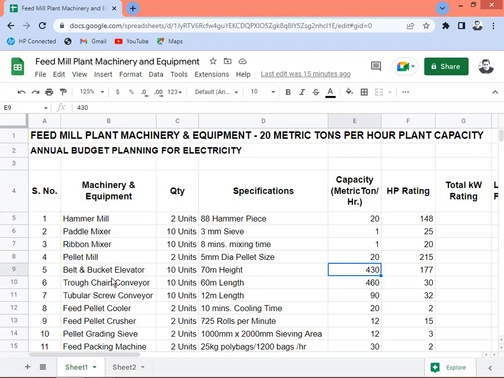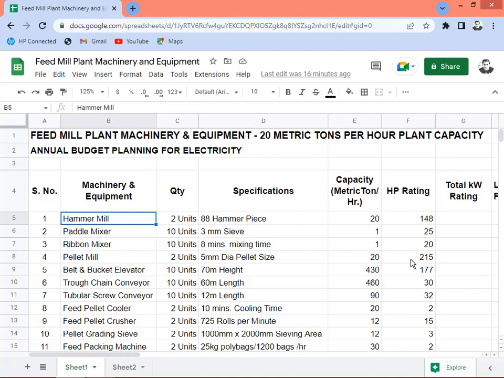The silos could have maybe around 10 metric tons capacity, 20 metric tons capacity, and you have let's say 10 units or 20 units, depending on your operation or what would be the output that you are planning to produce in that feed mill plant. Of course, you have motors in each of this equipment, like the hammer mill, paddle mixer, ribbon mixer, pellet mill, and all the rest of the machinery and equipment. You're going to have a HP rating or horsepower rating.